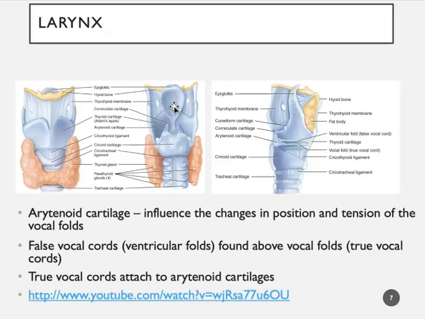Let's see. Some other important structures are this arytenoid cartilage right here, and on top of that there's this little corniculate cartilage. That arytenoid cartilage is going to move, and that's going to change the position and tension of your vocal folds or your vocal cords, right? So that's what you're seeing here. Vocal fold is your true vocal cord.